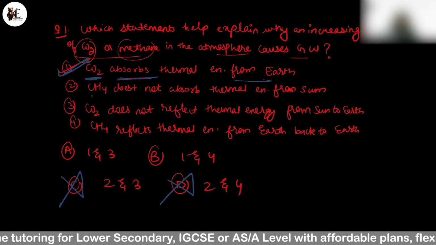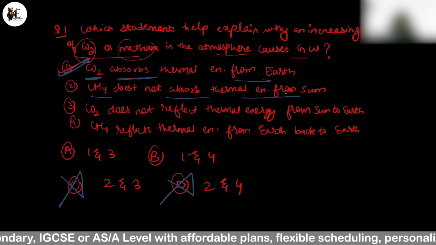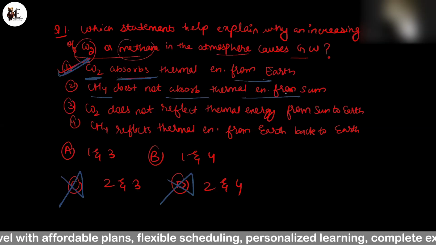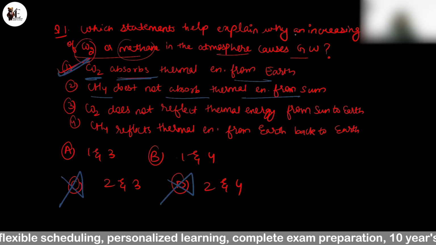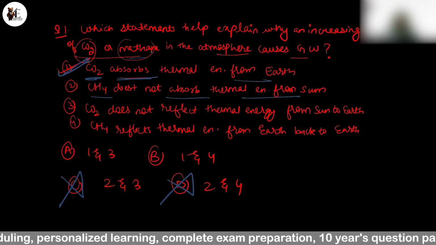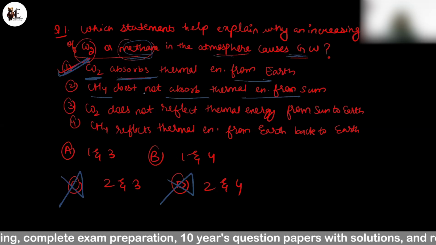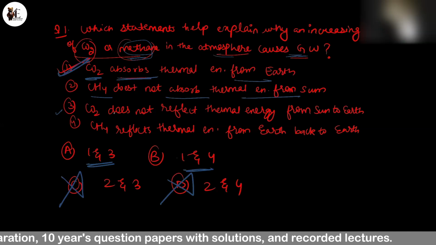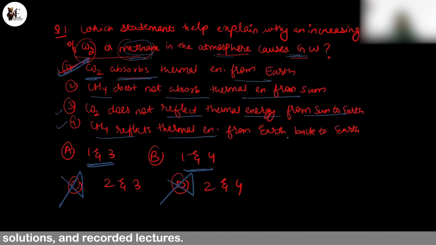The second statement says that methane does not absorb thermal energy from the sun. Is it true? No, it is not true. You have to tell which statement helps explain why an increasing amount of carbon dioxide or methane in the atmosphere causes global warming. So 2 is not in the options, just 1 and 3, and 1 and 4. So let us check the third and fourth statements only. Carbon dioxide does not reflect thermal energy from sun to earth, and methane reflects thermal energy from earth back to earth.